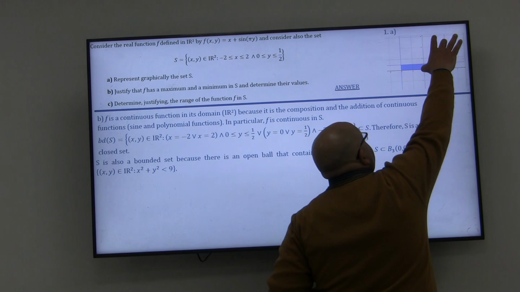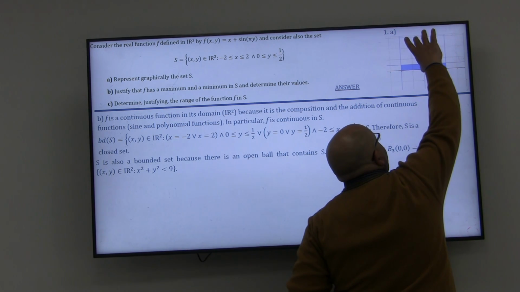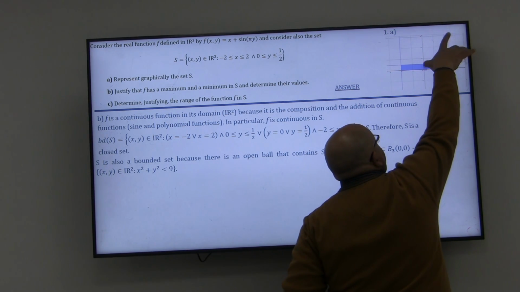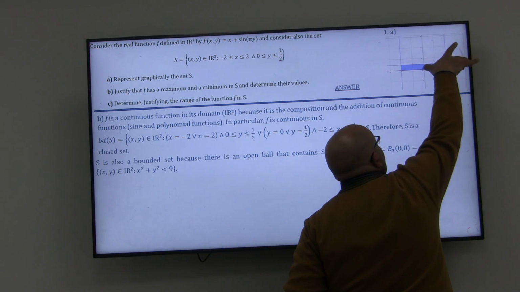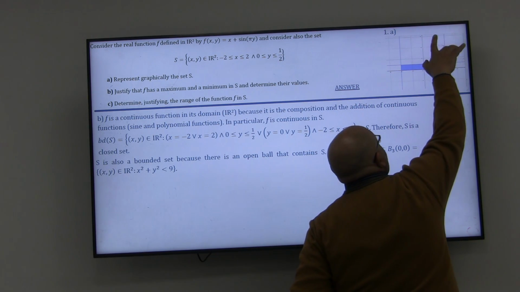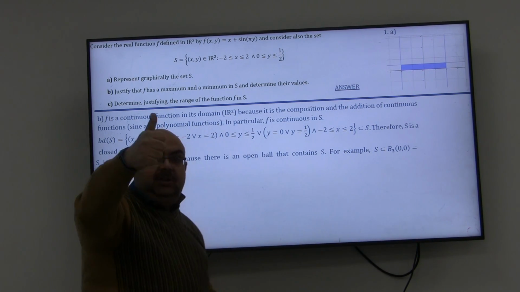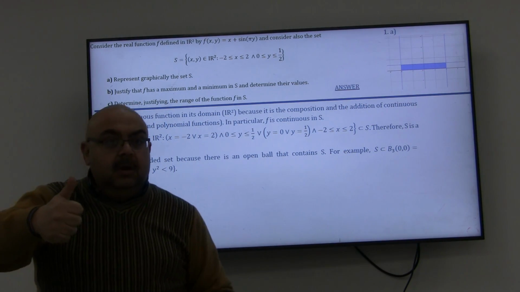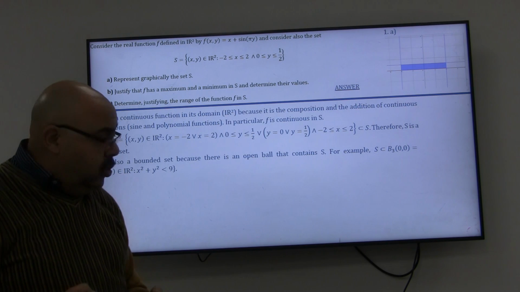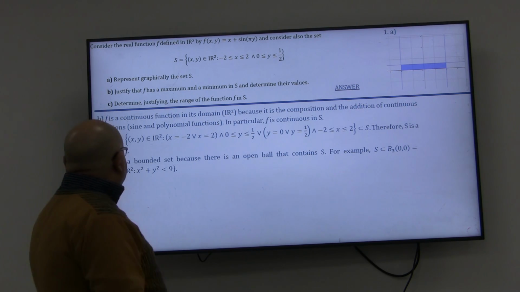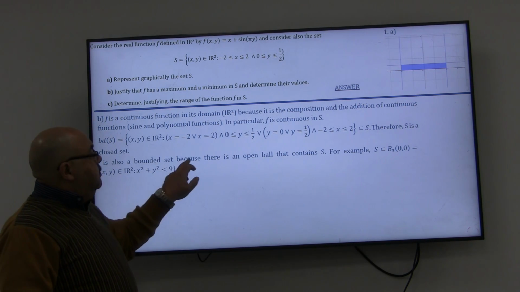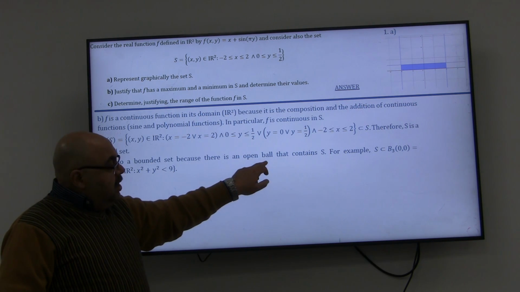I can make an open ball centered at the origin with radius equal to 3, with radius equal to 4, with radius equal to 5, or whatever, and it will be completely contained. So it has a boundary, and also it is closed, so it's a compact set. As I told you, it is a bounded set because there is an open ball that can be drawn.